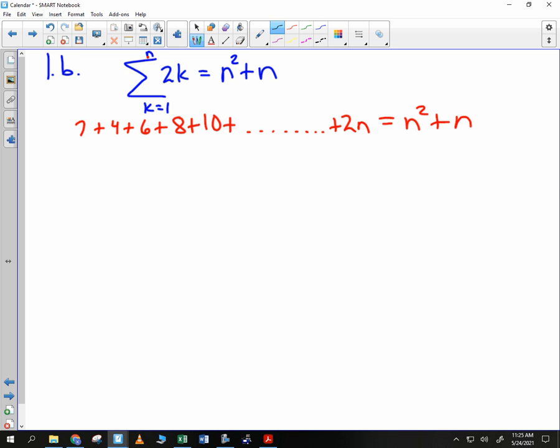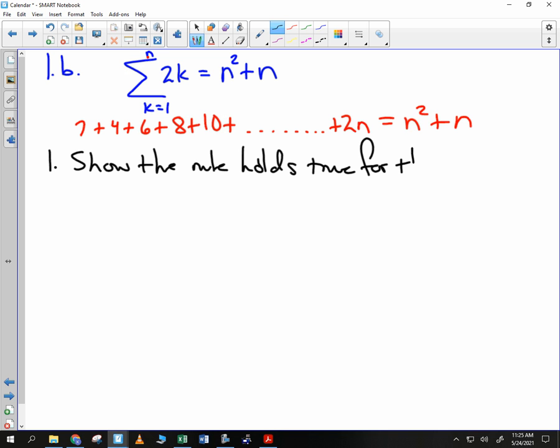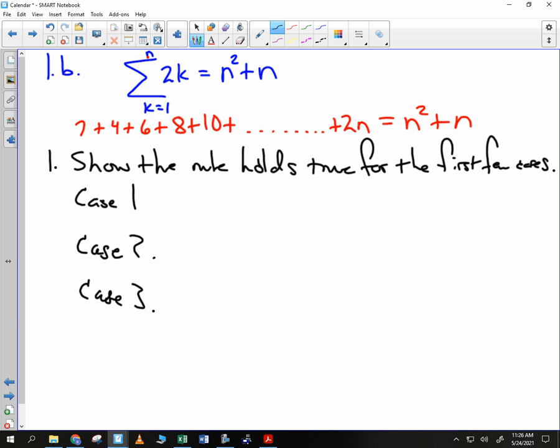Show the rule holds true for the first few cases. I want you to show case 1, case 2, and case 3. Show that it works for those 3, okay? And after that, pause, and then we'll move on to step 2. Anyway. All right, let's see what you get.